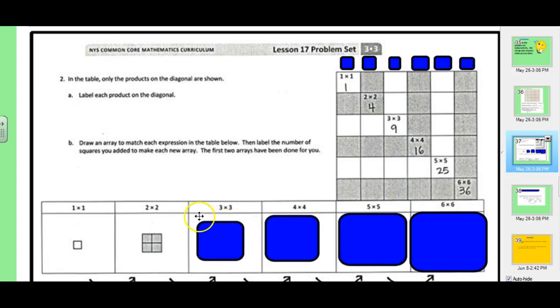So I want you to draw arrays for 3 times 3, 4 times 4, 5 times 5, and 6 times 6. And then we will complete the numbers at the bottom to see how many squares they added to each array. So pause to do this.